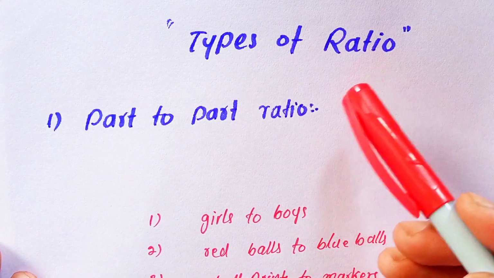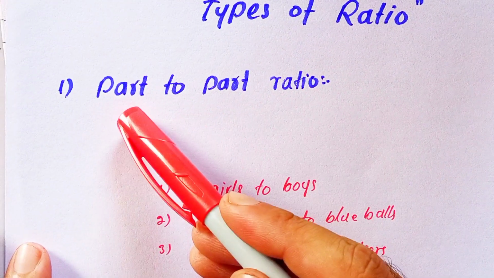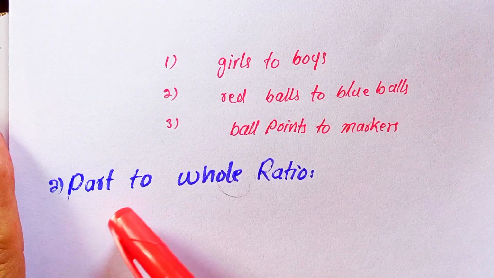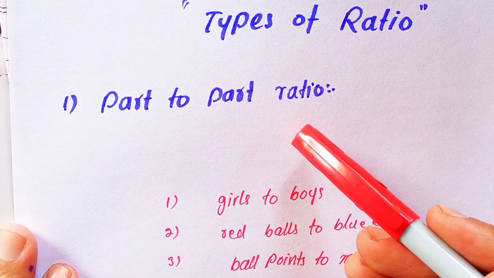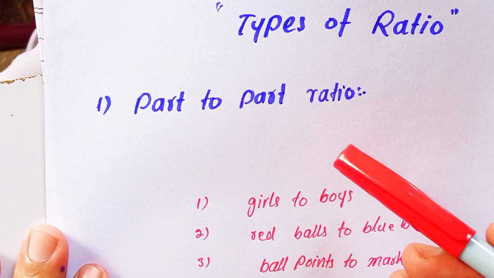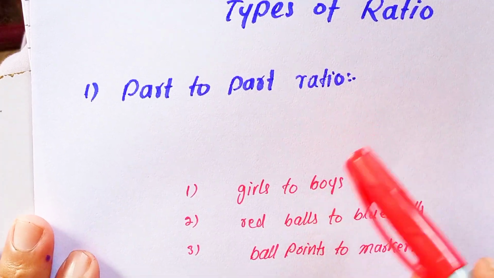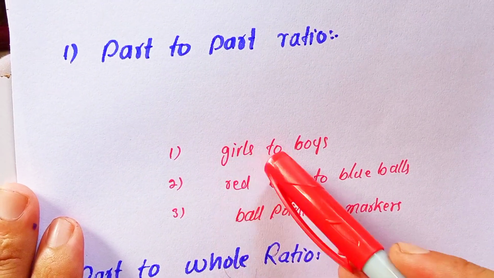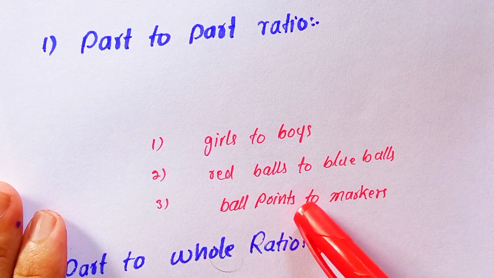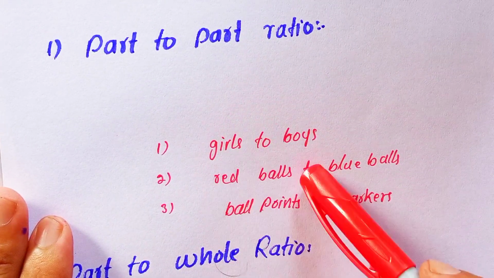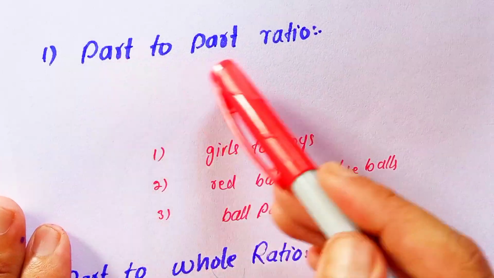Types of ratio. There are two types of ratio. The first is part to part ratio and the second is part to whole ratio. Part to part ratio is a ratio that shows how distinct entities or groups are related. For example, the ratio of girls to boys, the ratio of red balls to blue balls, the ratio of ball points to markers. In such cases, we use part to part ratios.